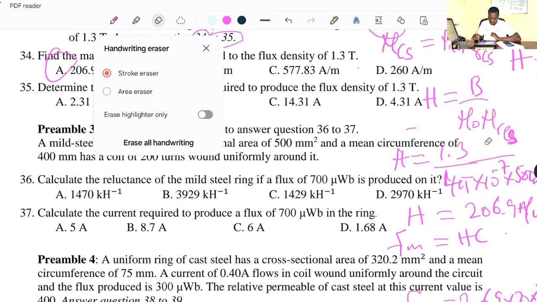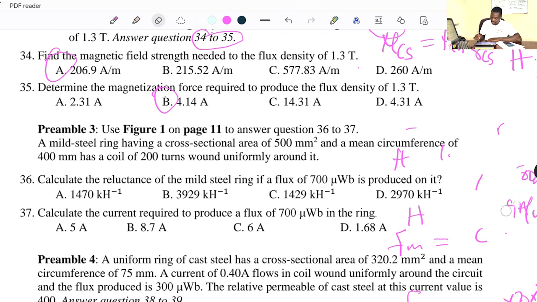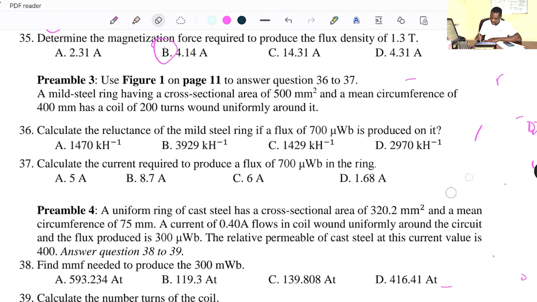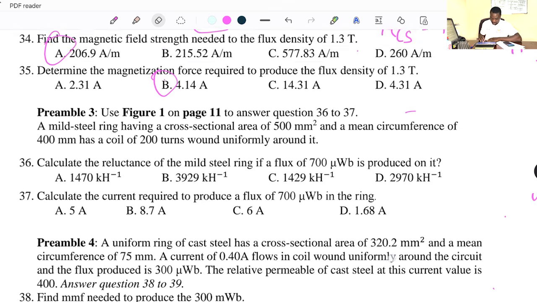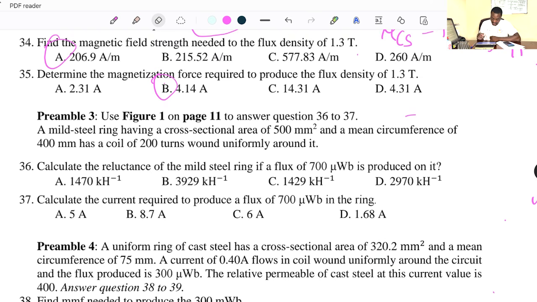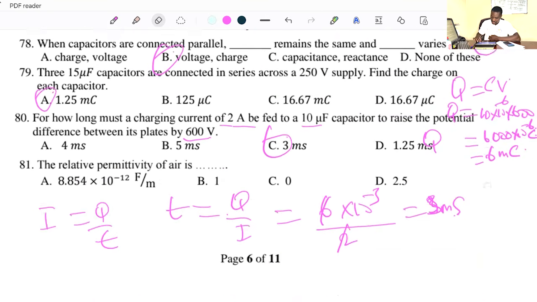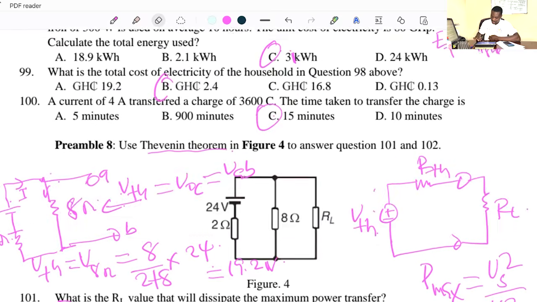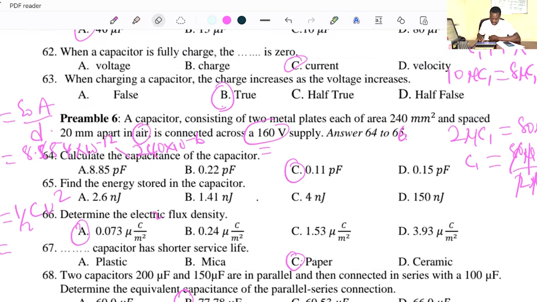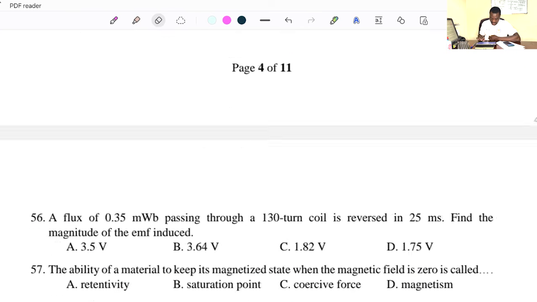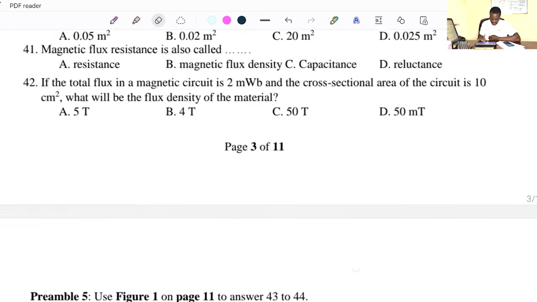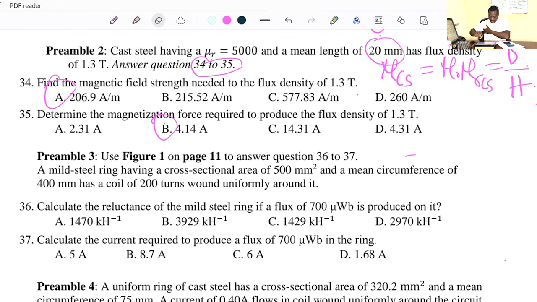Move on to the next question, and we have a preamble again. But this time, in the preamble we have to use Figure 1 on page, right? So I think there is a mistake. This is not Figure 1, but this figure is on page 11, right? So we go to page 11. Page 11, we are going to re-get it later, right? So we are in 36.